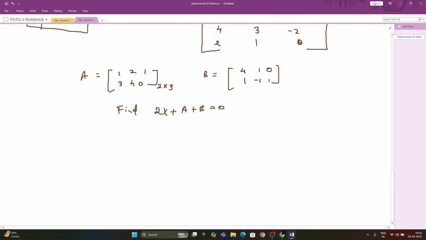तो यहाँ पे मैट्रिक्स X फाइंड करना है. हमें X दिया नहीं है, हमें X फाइंड करना है. ठीक है. तो इसी इक्वेशन में रख देते हैं. A क्या है? 1 2 1, 3 4 0 प्लस 4 1 0, 1 minus 2 1.